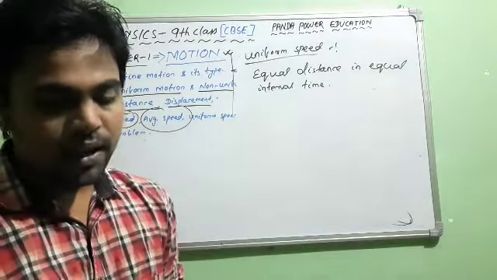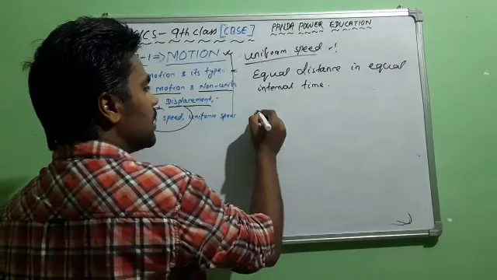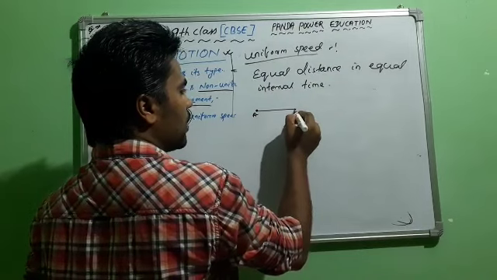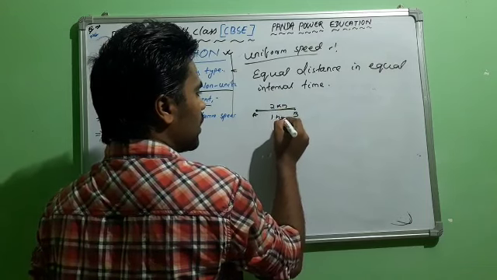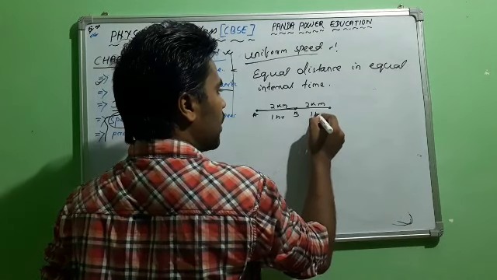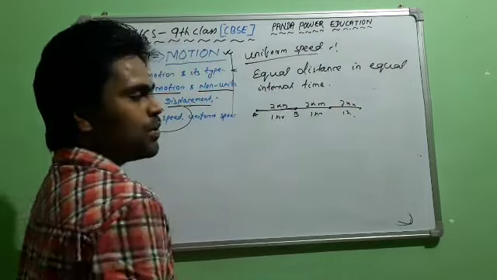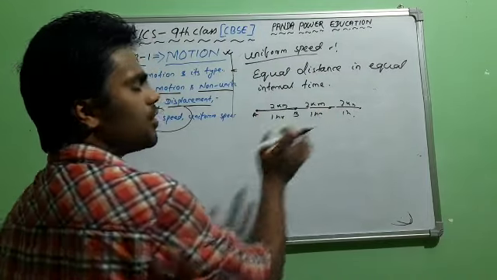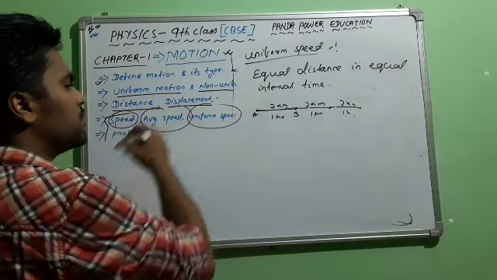Why is it called uniform speed? If a body travels equal distance in equal interval of time. That means a body starts here at A, moving from A to B, 2 kilometer in 1 hour, then 2 kilometer in 1 hour, then 2 kilometer in 1 hour. That is called uniform speed, because this body is moving equal distance in equal interval of time. Got it? So this is called uniform speed.